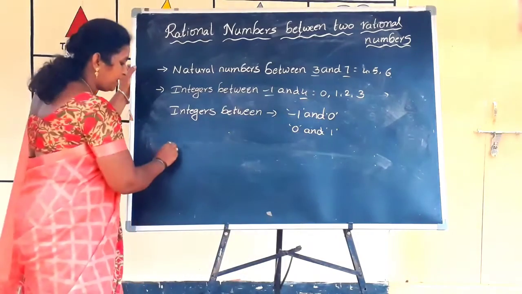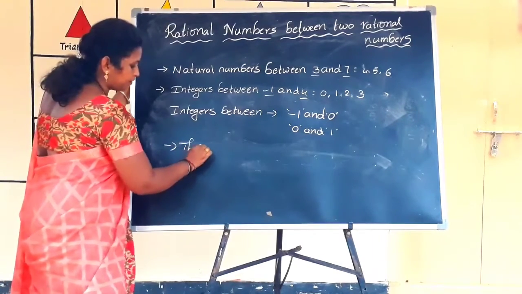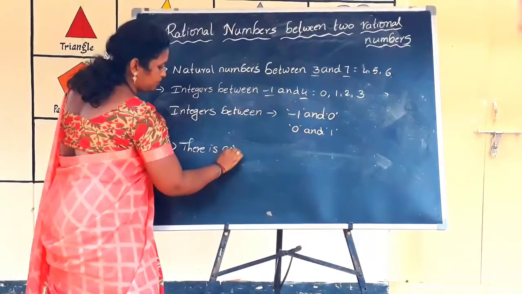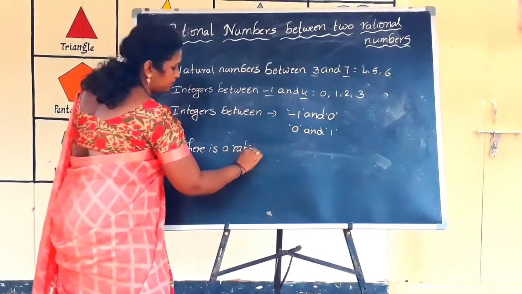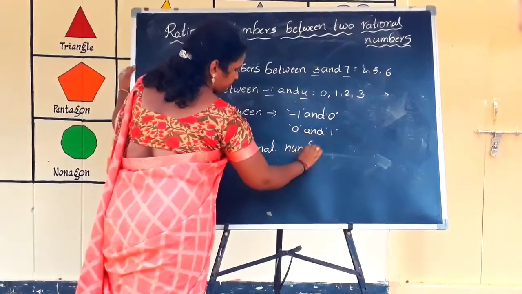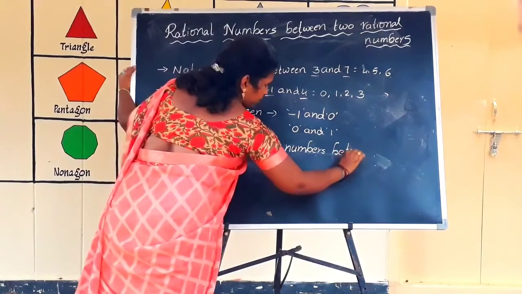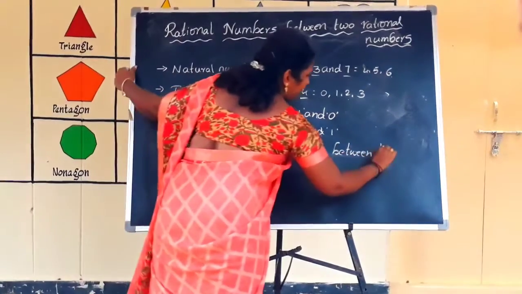But we can write there is a rational number between two rational numbers.